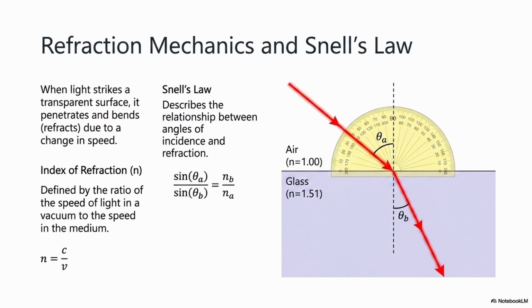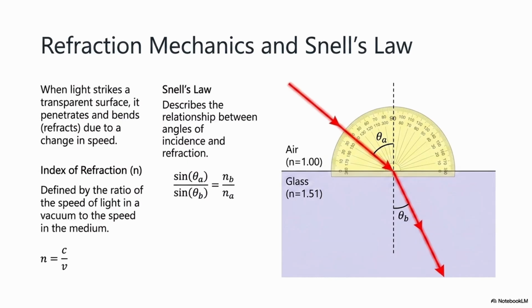Exactly. The presentation introduces the index of refraction, labeled n. It's a simple ratio comparing the speed of light in a perfect vacuum to its speed in that specific medium. Right, so n equals c divided by v. Yes, and this is the foundation of Snell's law. It dictates the exact relationship between the angle the light comes in at and the new angle it takes when it crosses that boundary. Well, let's see this in action.